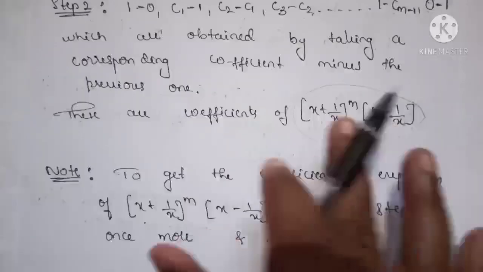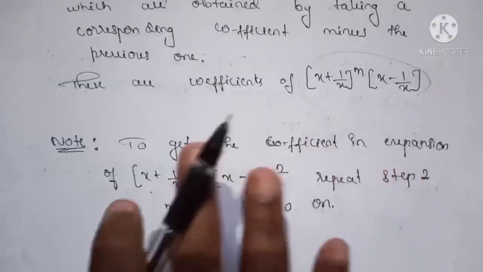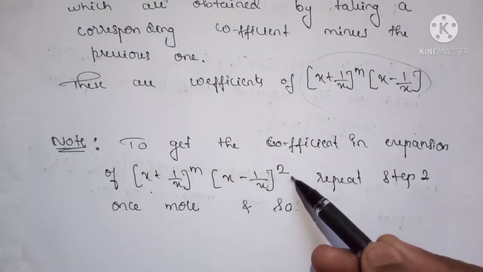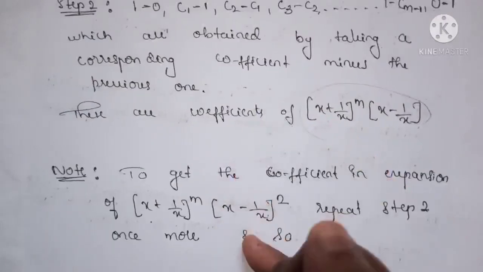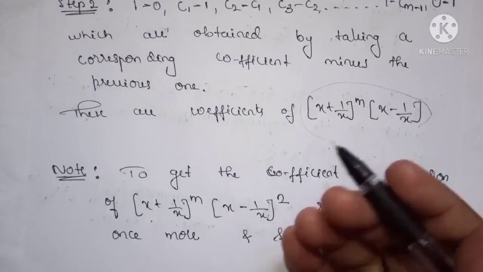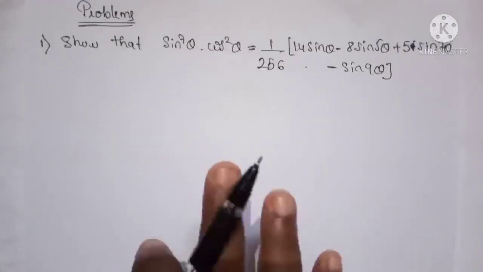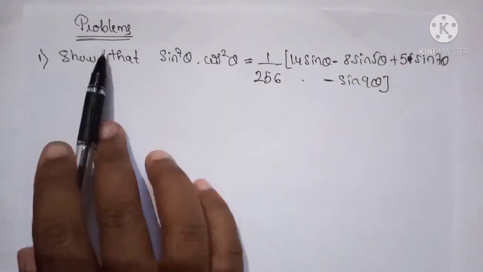Okay, I will explain along with the example. So again here also, if the power is 2 we repeat this step, if the power is 3 we repeat this step thrice, like this. Okay, so let us see example problems.